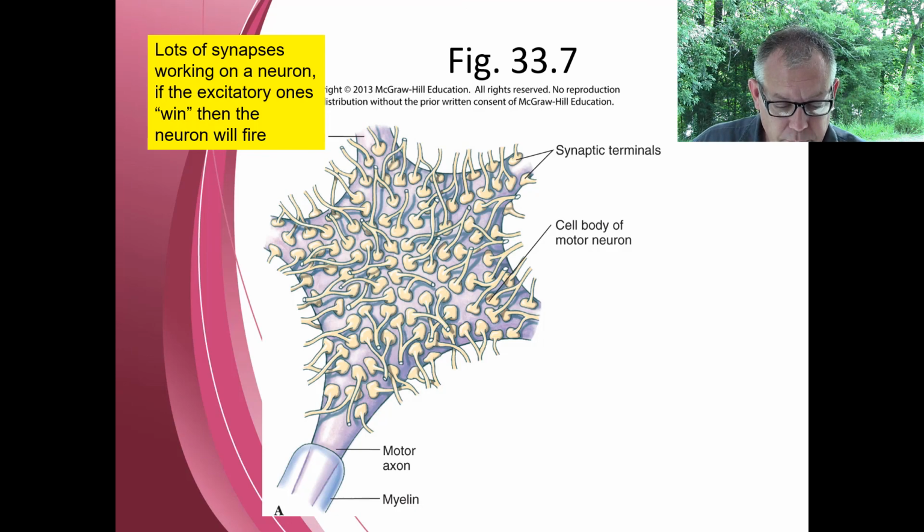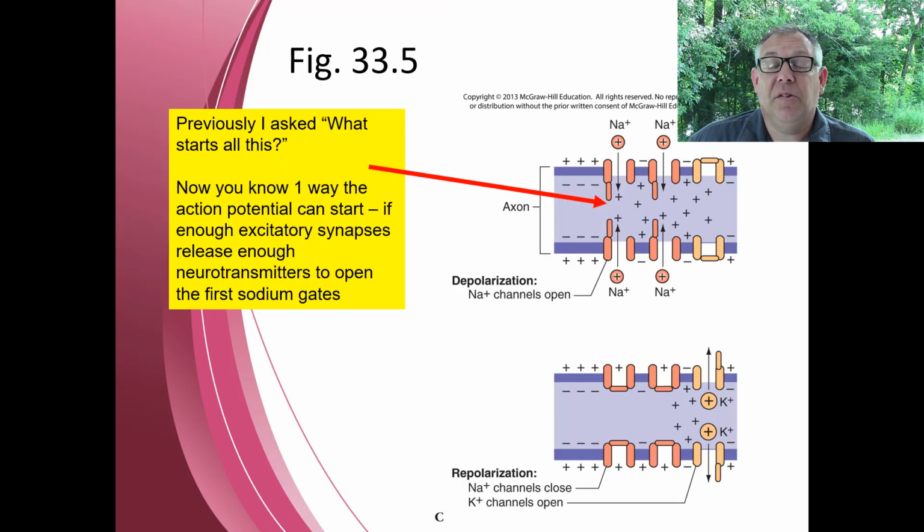So previously I asked, what starts all this? What opens that first sodium channel, which can trigger other sodium channels? Well, this is one way. This is not the only way, but this is one way to open that first sodium channel. A signal comes from an excitatory neuron, which releases neurotransmitters, which open enough sodium channels to start this action potential.